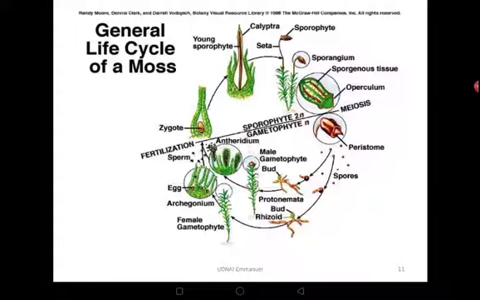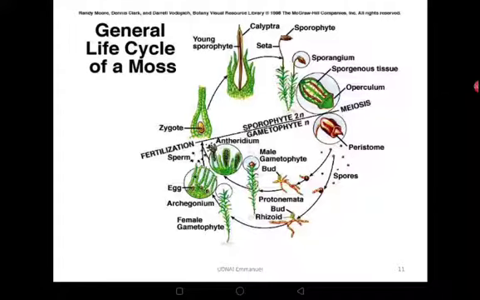We shall have many plants, and in the gametophyte there will be female and male parts. The female part is called the archegonium, and the male is called the antheridia. The archegonium is the female and the male is the antheridia. So when they mature, the antheridia will release the sperms.